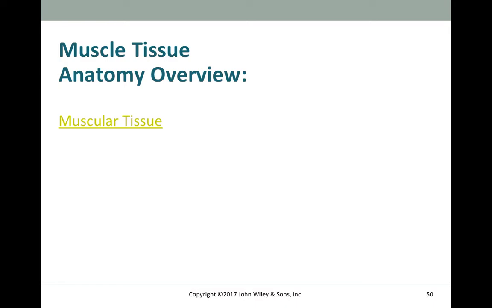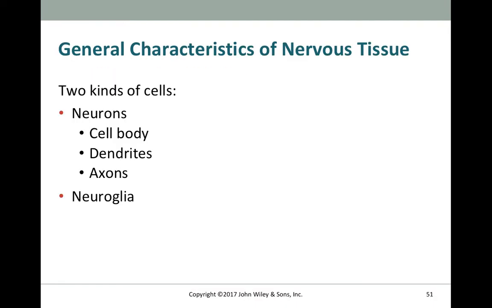So, quick little overview that you can watch. Now, there's also a little table in your book that tells you whether it's striated or involuntary and kind of goes through that. Nervous tissue. 2 types of cells here.